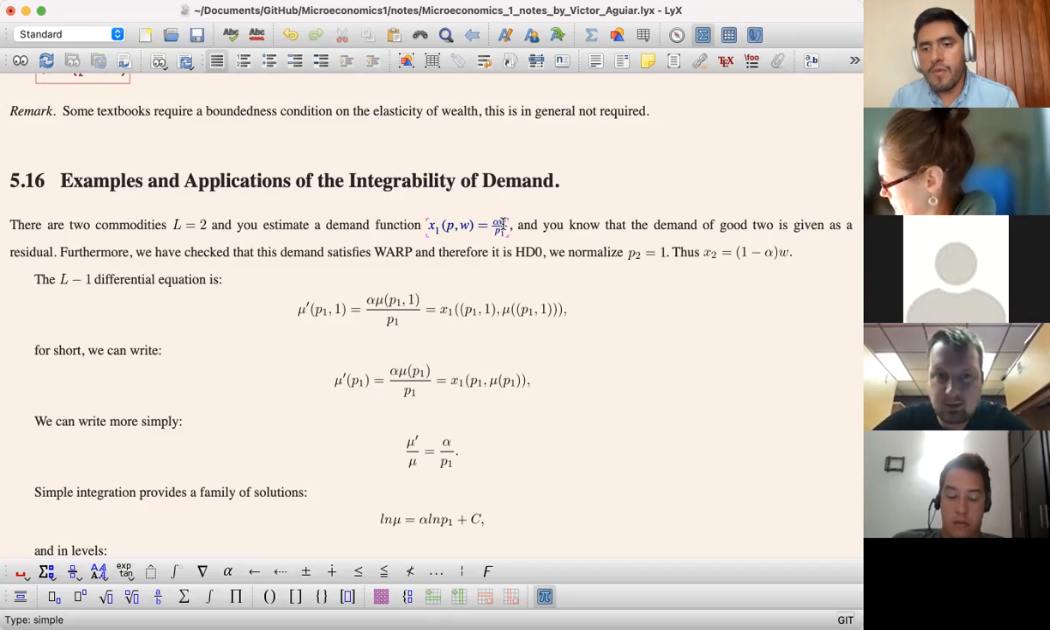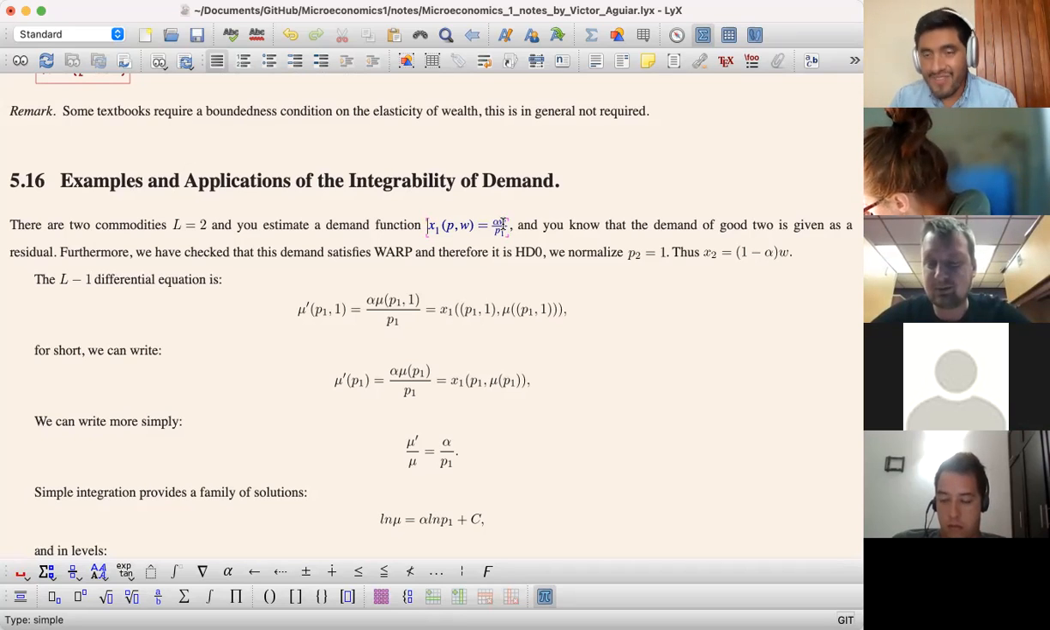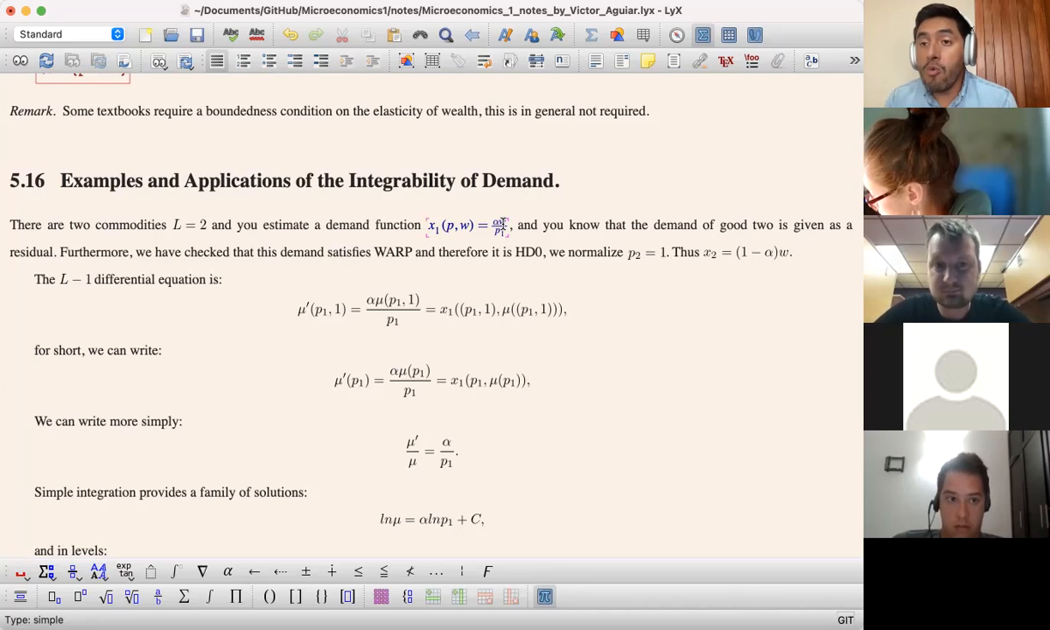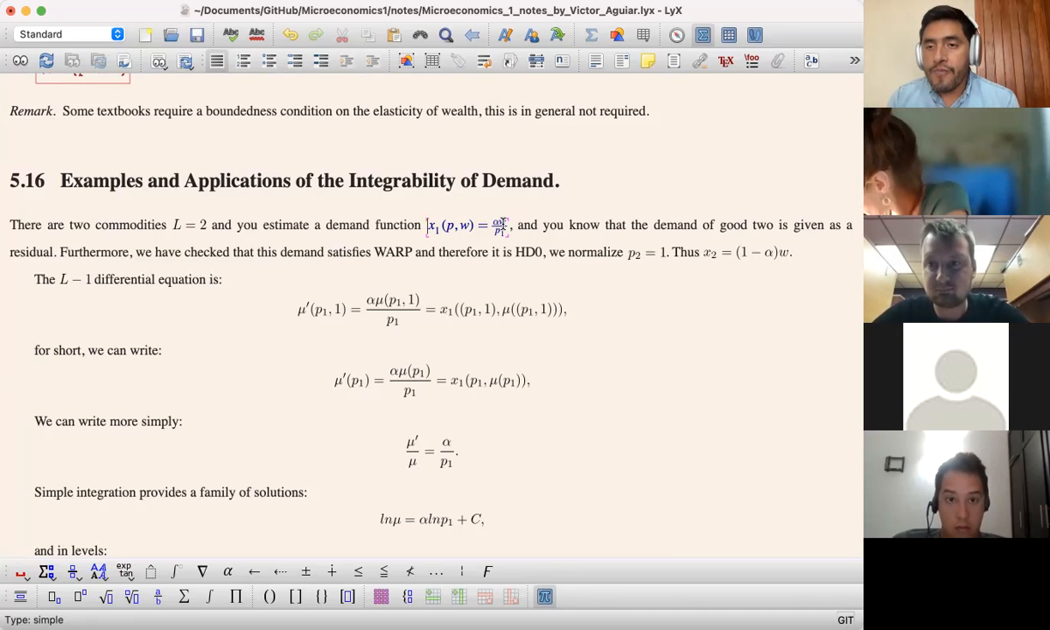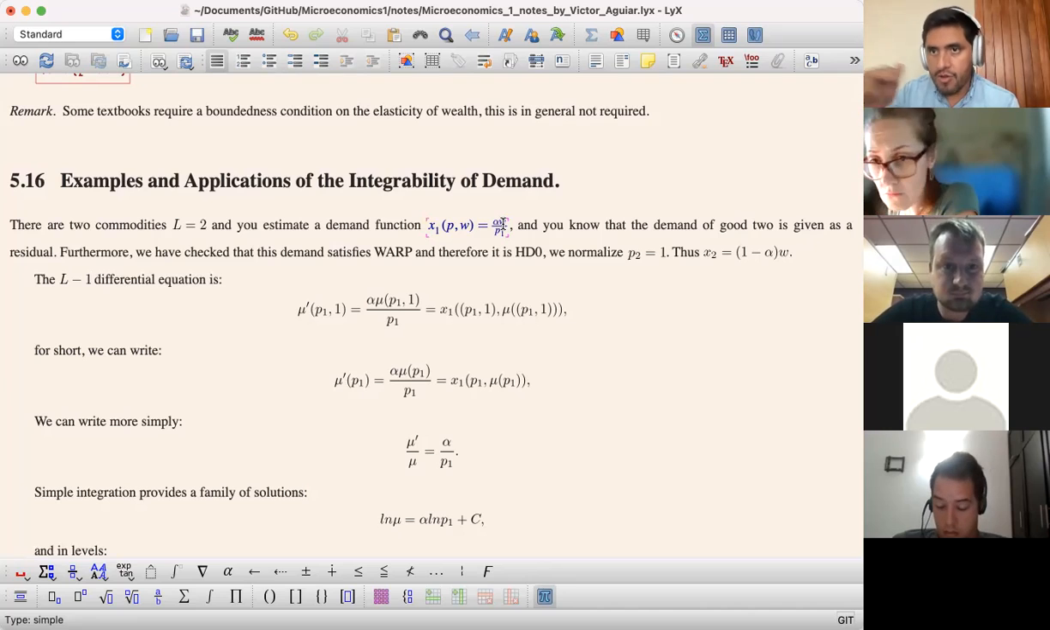Yeah, Simran? X1 to the alpha and X2 to the 1 minus alpha, something like that. Perfect. So it's a multiplicative utility, X1 to the power of alpha times X2 to the power of 1 minus alpha. In logs, it will be alpha log X1 plus 1 minus alpha log X2. Both are equivalent. Now, maximizing this subject to a linear budget constraint will give you the demand for X1, alpha W divided by P1.